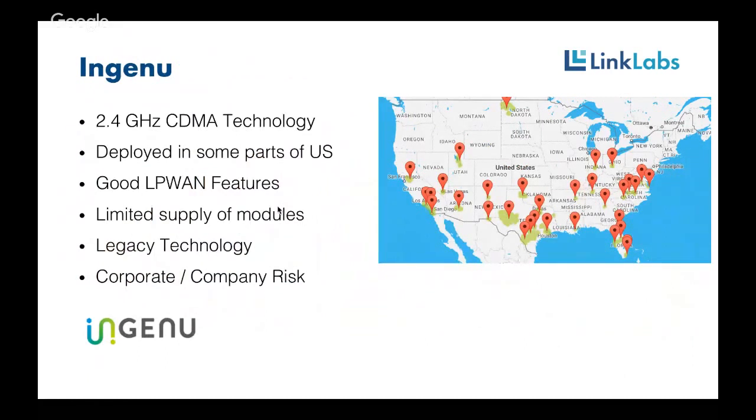Ingenu is another company that is in the IoT network space. They use a 2.4 gigahertz CDMA technology. It's a coded technology, and they've deployed it in, again, a number of cities you can see throughout the US. It has a lot of great features, actually. It's very similar in many ways to Symphony Link. Some downsides are, again, a very limited network footprint, a limited supply of modules, and it's a relatively legacy technology, but it's a great fit for a lot of fairly complex IoT solutions.